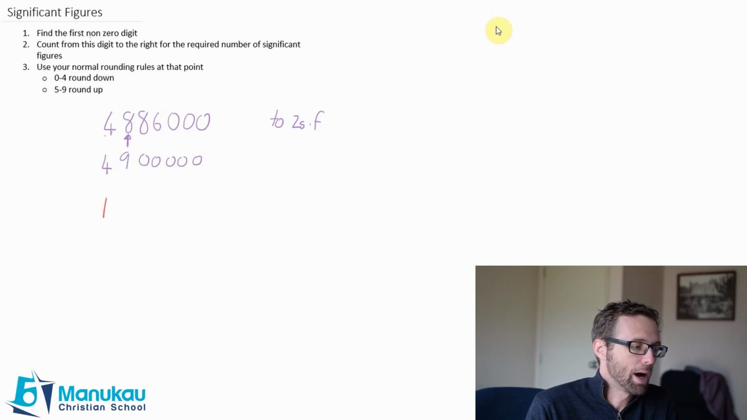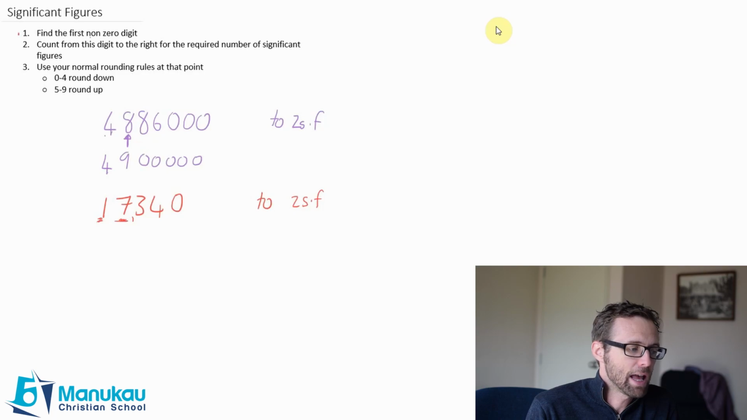Let's say we've got 17,340, and we want to round this to 2 significant figures. Let's try that. Rule 1, we find the first non-zero digit. It's a 1. This is our first non-zero digit, this 1. And then we count from that digit to the right for the required number of significant figures. We're requiring 2. So we go 1, 2. So this one here is our required number of significant figures.